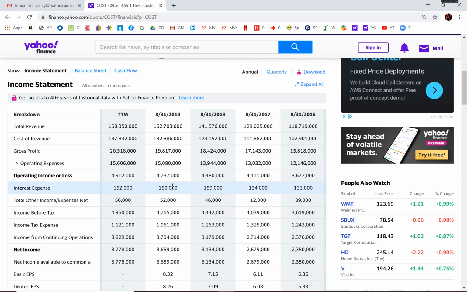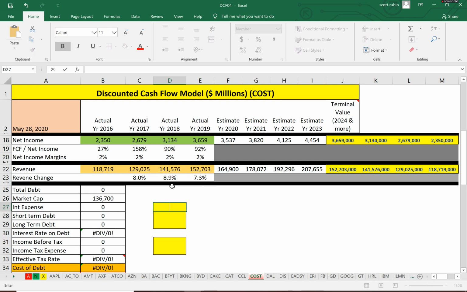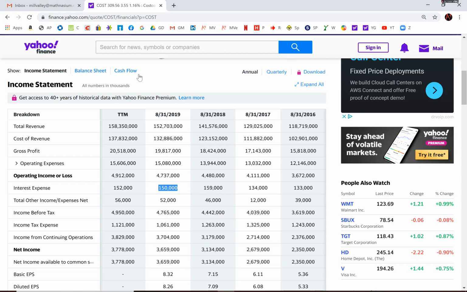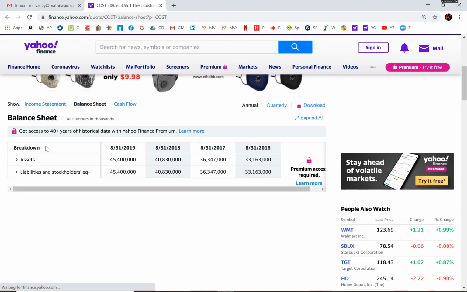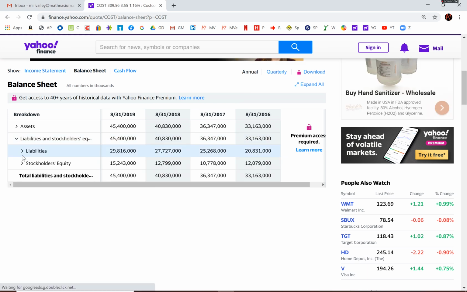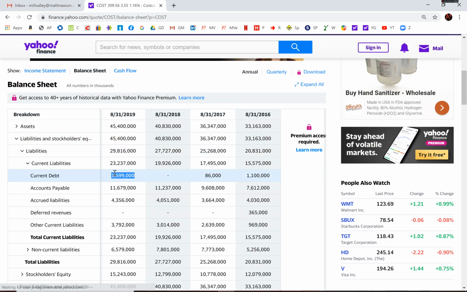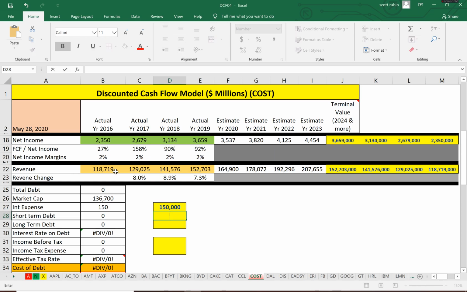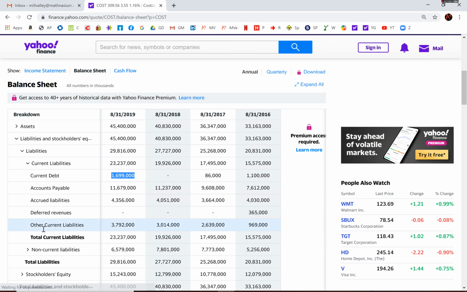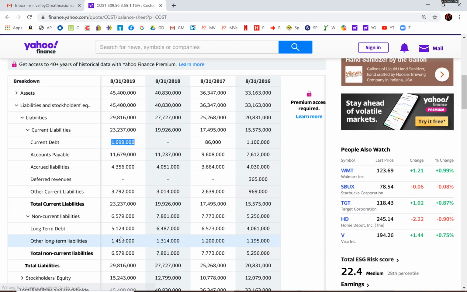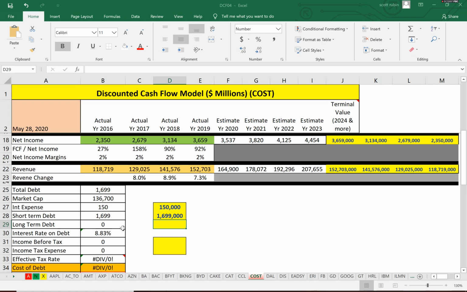So the interest expense is $150 million. And now let's see how much debt they have. We'll go to the balance sheet for that in the liabilities section. And then the current debt is $1.7 billion. And the non-current is $5 billion. So the $5 billion is due after 1 year.